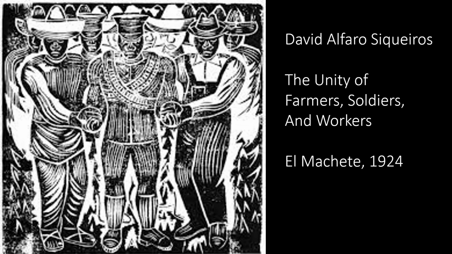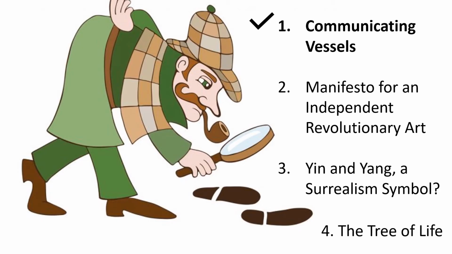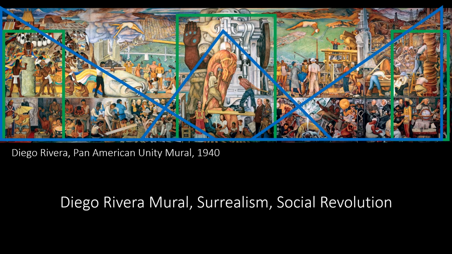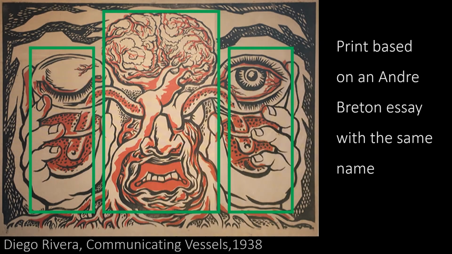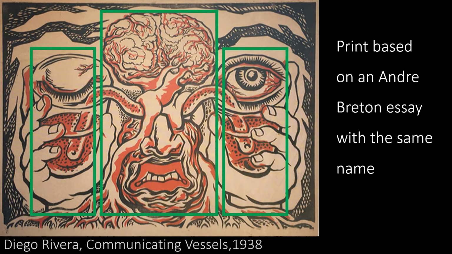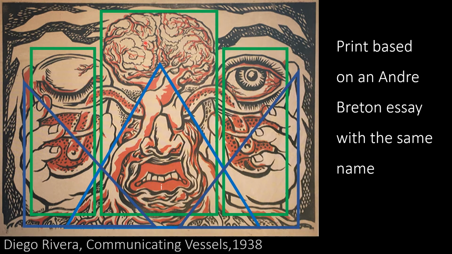But here's a hint. In David Alfaro Siqueiros's Unity print, this print shows soldiers joining forces with farmers and factory workers. This is an important theme in Mexican prints. Try to remember that. But we have our first clue. The compositions are similar. The mural and the print both have a complex center image and two vertical images on the sides, and triangles in the center and the sides.